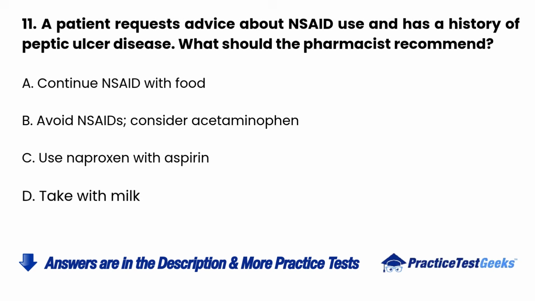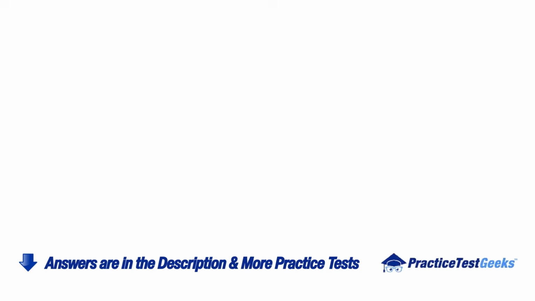11. A patient requests advice about NSAID use and has a history of peptic ulcer disease. What should the pharmacist recommend? A. Continue NSAID with food. B. Avoid NSAIDs, consider acetaminophen. C. Use naproxen with aspirin. D. Take with milk.